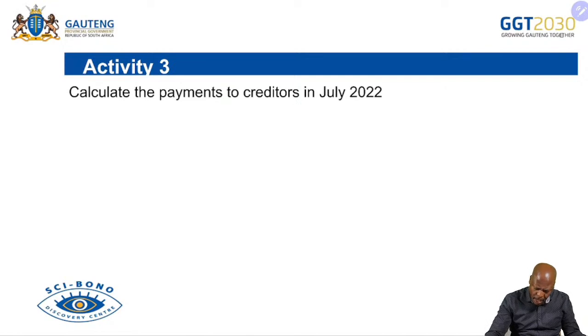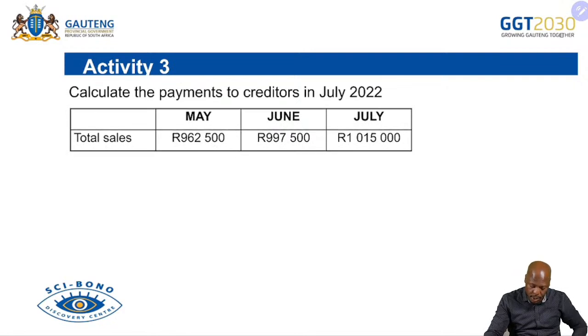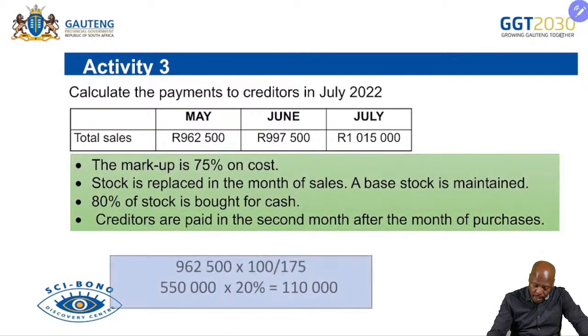Calculate the payments to creditors. The markup is 75% on cost and stock is replaced. Best stock is maintained. I've already explained this. And then it says 80% of stock is bought for cash and creditors are paid in the month after the month of purchase. All right, so we are doing the payments to creditors.